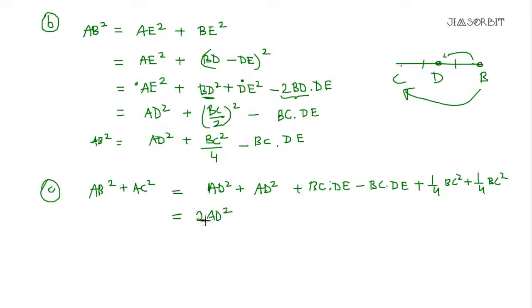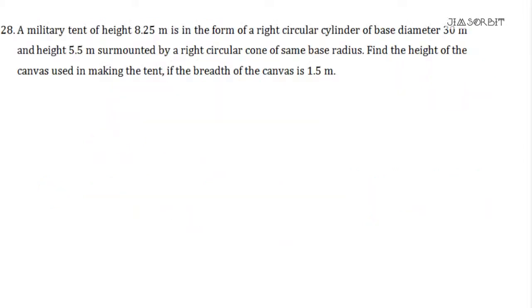So this is AD square plus AD square, 2 AD square. Cancelled. 1 by 4 and 1 by 4 if you add, you'll get 1 by 2. And hence we proved it. Okay, so proved. I hope you have understood this. Okay, let us take the next and last question. It's the last question of this paper. Let us read this question carefully.